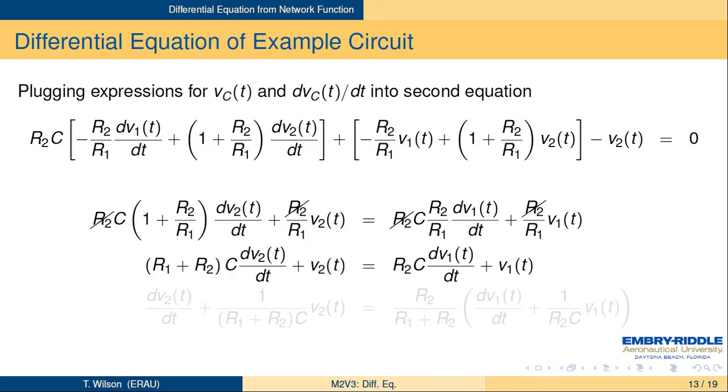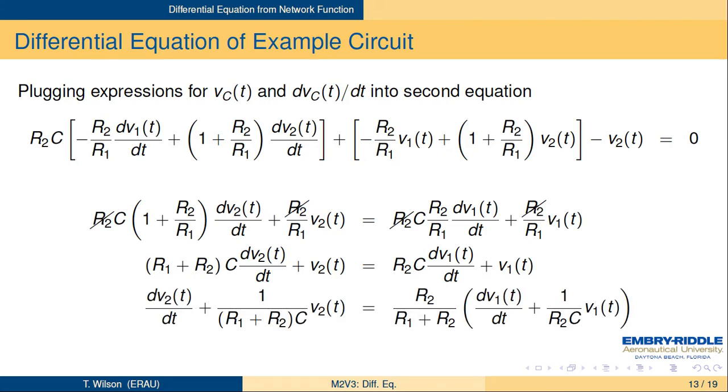So we multiply through by R1, and then we factor out (R1 plus R2)C from the left-hand side. We factor out R2C from the right-hand side, and we get back the differential equation dv2 dt plus 1 over quantity (R1 plus R2)C v2 of t equals fraction R2 over R1 plus R2 times all of dv1 of t dt plus 1 over R2C times v1 of t.